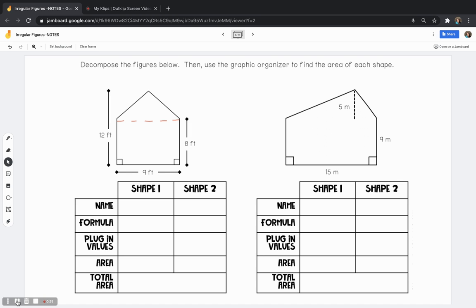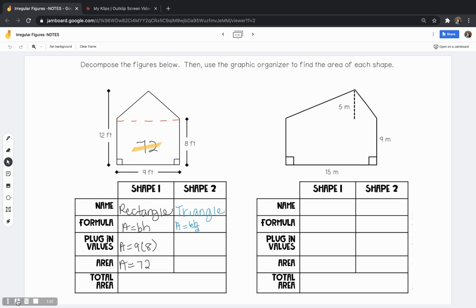shapes. All right, so looking at that first shape, I split that up to make a rectangle and a triangle. I'm first going to find the area of the rectangle, and the formula for a rectangle is base times height. So if I look at this rectangle here, I can see that there is a base of 9 and a height of 8. So that rectangle has an area of 72.